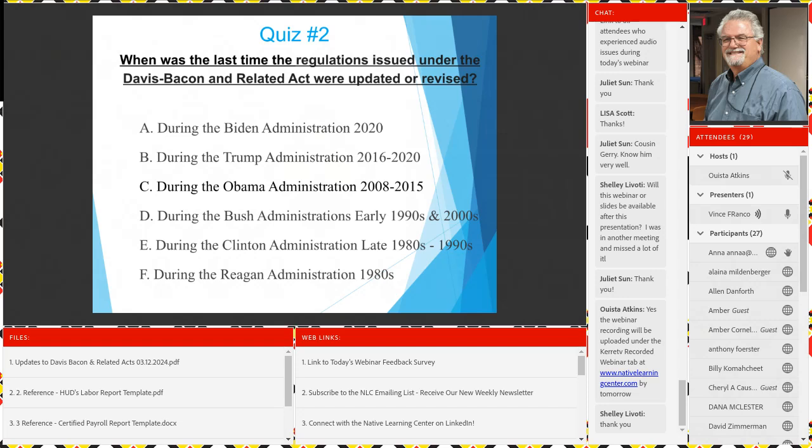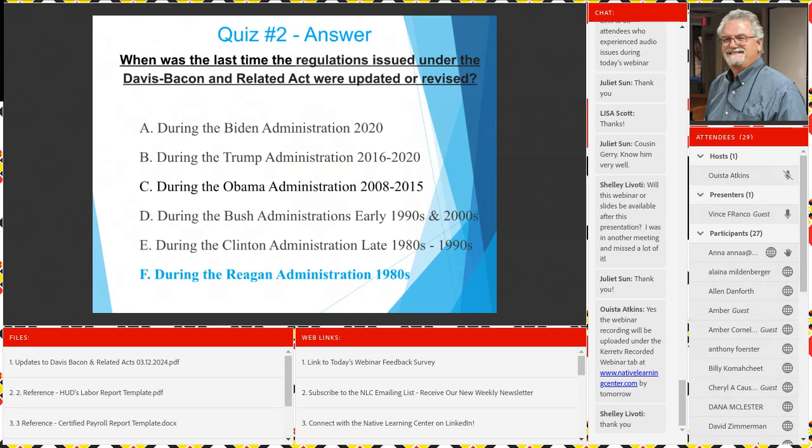Quiz 2. When was the last time the regulations issued under the Davis-Bacon and Related Acts were updated? During the Biden administration, during the Trump administration, during the Obama or Bush or Clinton or Reagan administration, going all the way back to 1980, right after Jimmy Carter? Oh my gosh, which one is it? Yeah, believe it or not.